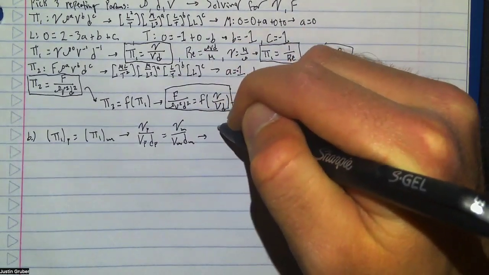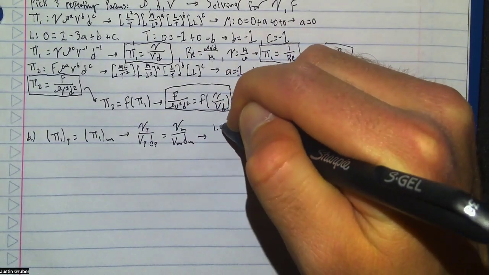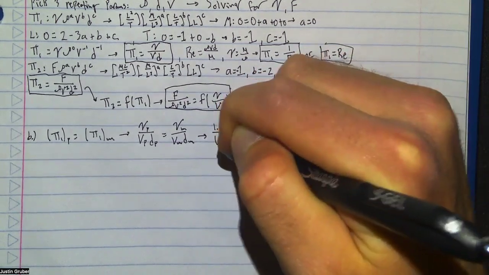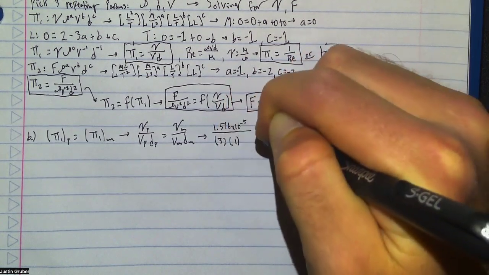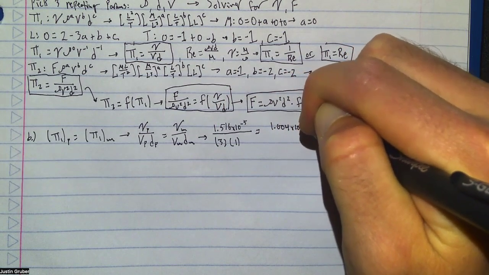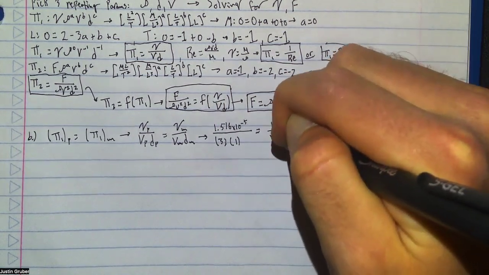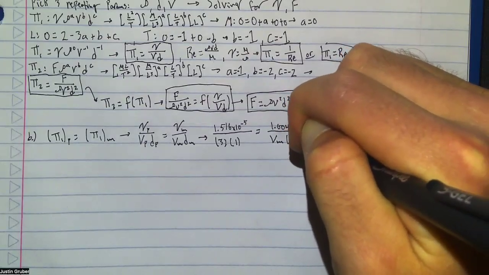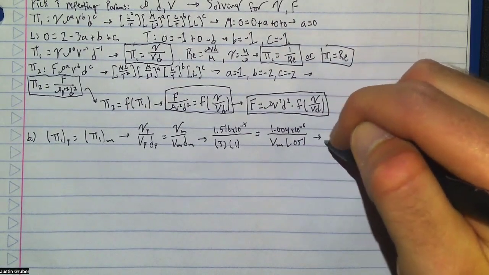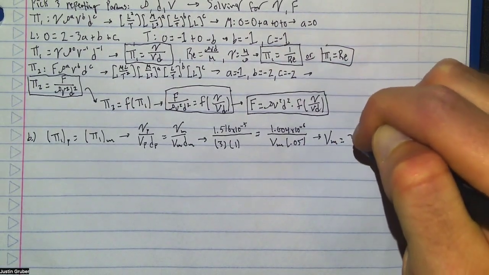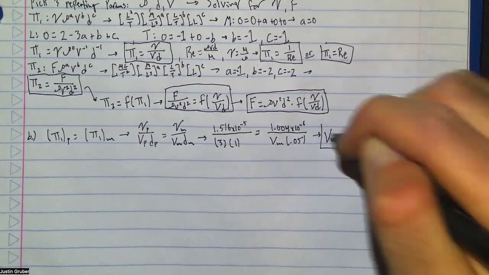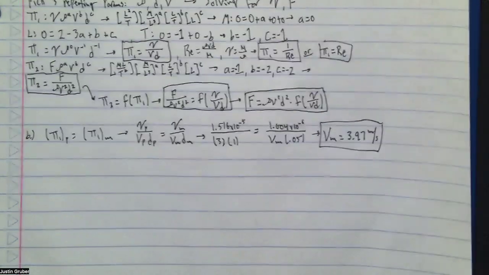So we can say 1.516 equals, and now solve for the velocity of the model. Just very basic algebra. Vm equals about 3.97 meters per second. See, not too bad.